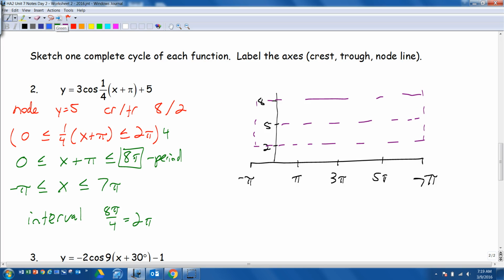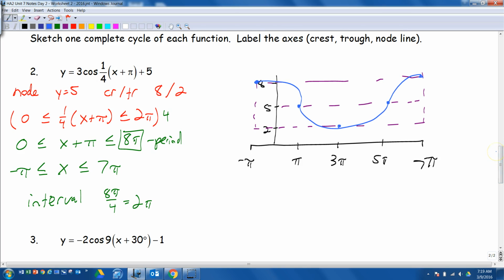Except now, we know that after all the shifts are applied, cosine always starts at the top unless there's a reflection. But there's no reflection here. So we go top, middle, bottom. So upside down, right side up, upside down. So there's our curve. Okay? If you guys get this, you should probably pause the video and try the next two on your own, just to see if you can do it.